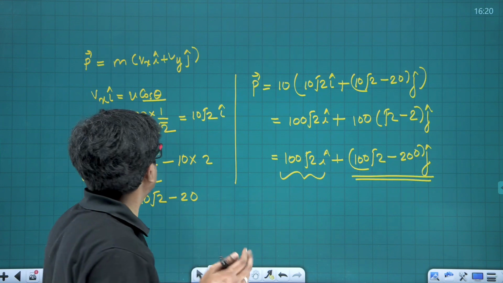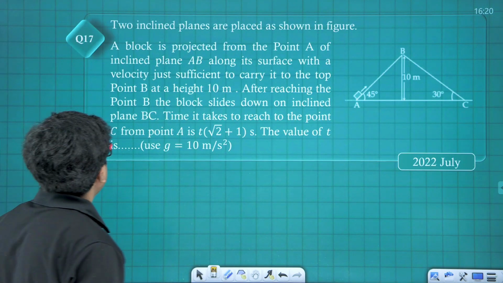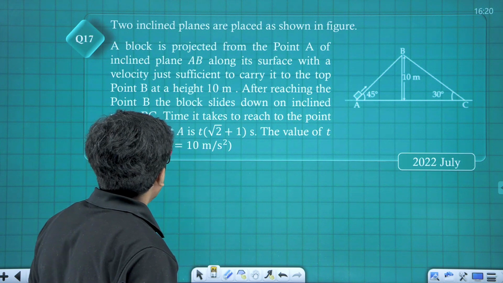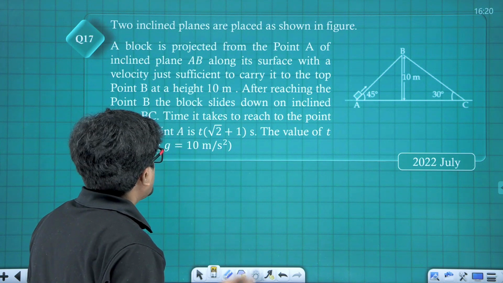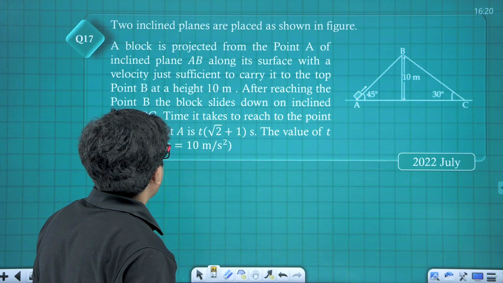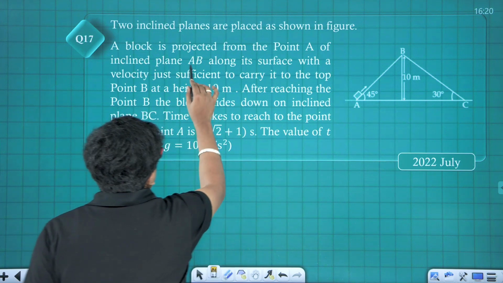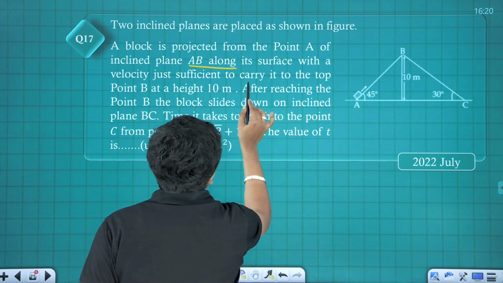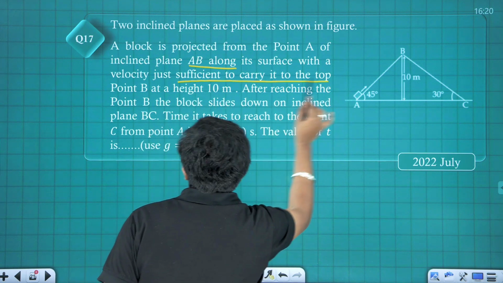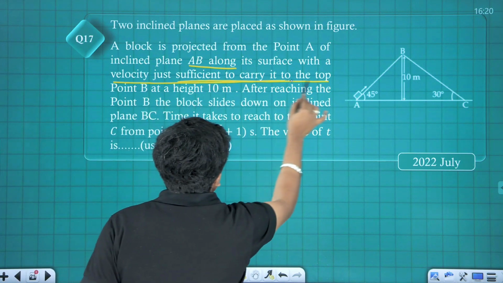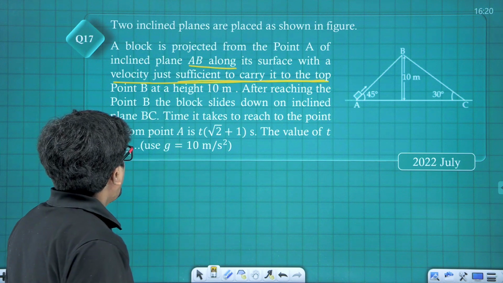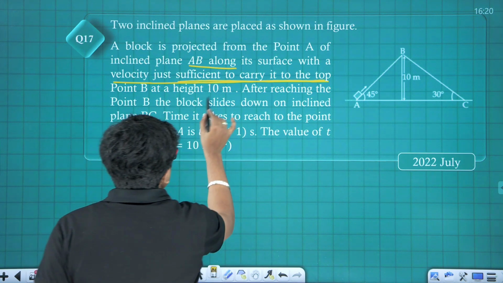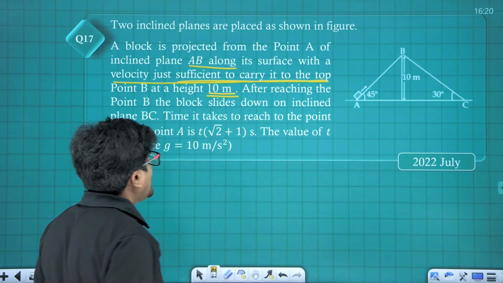Now let's move to the next, that is question number 17. Question number 17 says, two inclined planes are placed as shown in the figure. A block is projected from point capital A of inclined plane AB along its surface with velocity just sufficient to carry it to the top. Velocity was just sufficient to carry it to the top. This is very important. Now point B is at a height of 10 meter. That's also given.